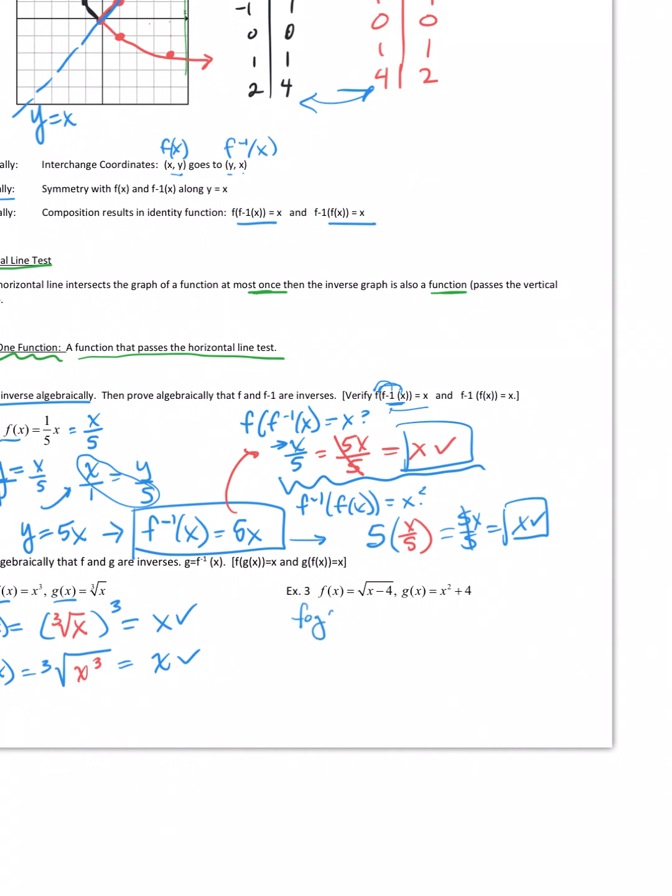f of g of x. Take the f function, square root, and instead of x, I'm going to put x squared plus 4 minus 4. These cancel out, right? So I'll have the square root of x squared, and that gives me x. That works. Then if I take g of f of x, it says something squared plus 4. I'm going to do the square root of x minus 4, because that's what the f function was. If I square it, the square root falls out. Plus 4 gives me x. So this is my proof that they are inverses.